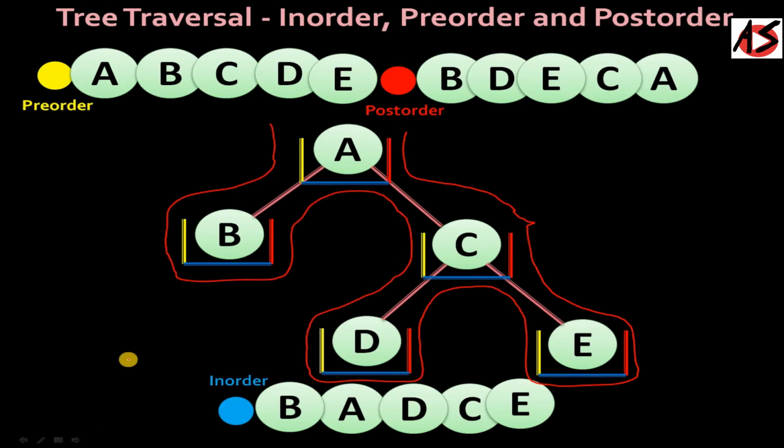And here you can see your pre-order is nothing but A, B, C, D, E. Your post-order is B, D, E, C, A. And your in-order traversal is B, A, D, C, E. It is so easy, isn't it?